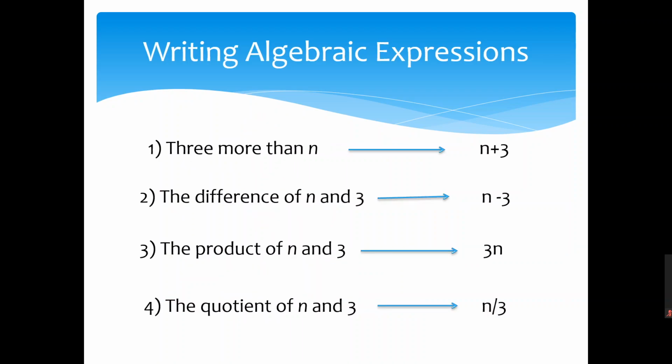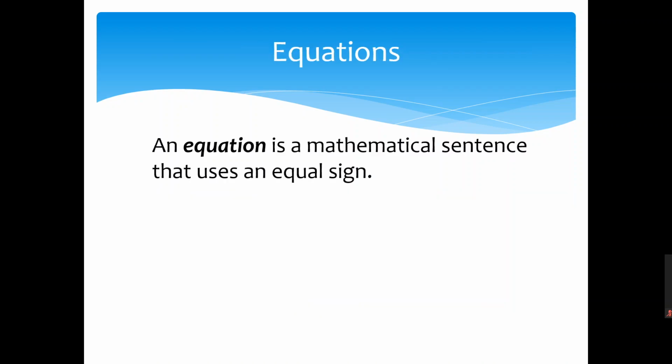All right, so here's just a couple examples of what it looked like. 3 more than n is going to be n plus 3 or 3 plus n, either way. The difference of n and 3 is n minus 3. Be careful with the order here, n and 3. The difference of those two has to be n minus 3. All right, and you can see the rest of those there. I'm not going to go through every one of them because I already taught these lessons. We're just trying to review and hit the high points.